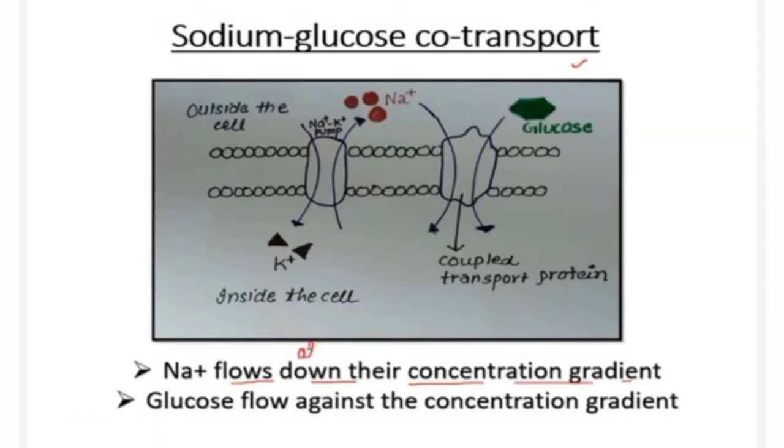A common example of secondary active transport is the symport of Na plus and glucose, in which sodium and glucose enter the cell together. Sodium flows down along the concentration gradient while the glucose molecule is transported against the concentration gradient.